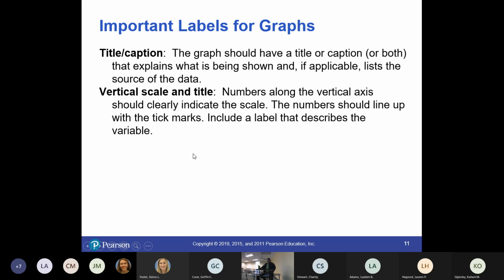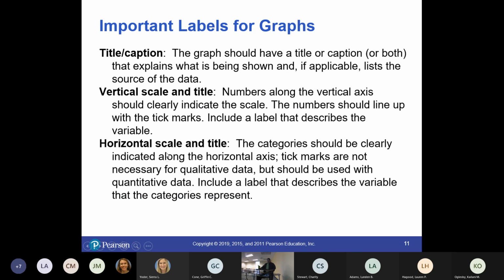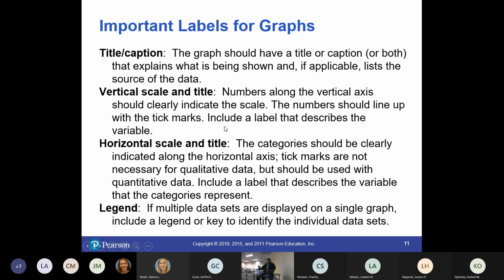Vertical scale and title. Horizontal scale and title. I just told you that. Make sure you label it. Make sure you have a title, and make sure you have a legend. Again, this is stuff that you should have learned in your high school science classes, if not your high school math classes.